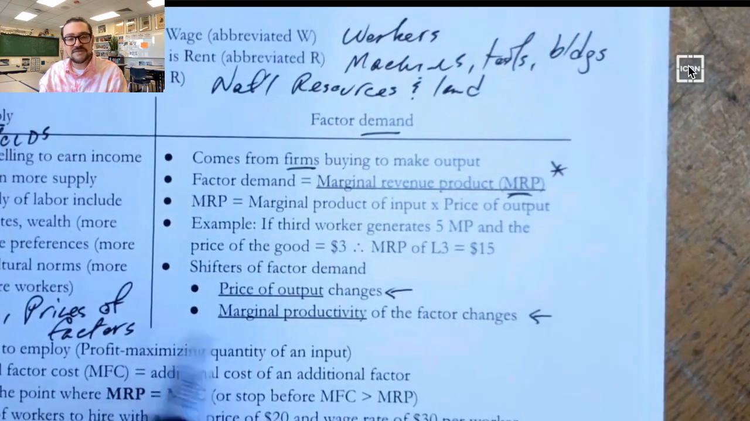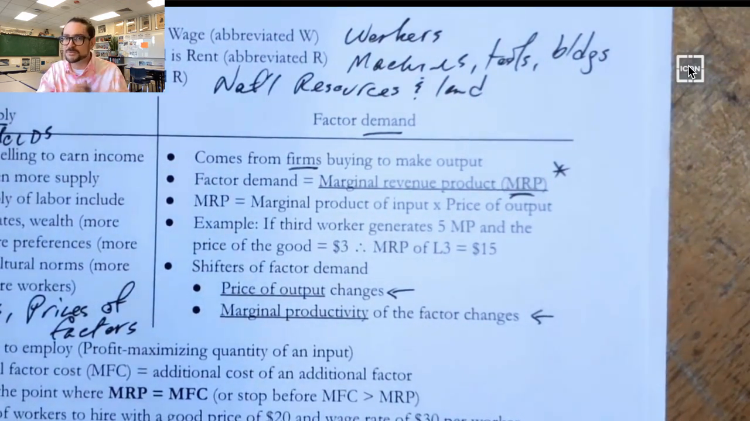The second thing that would affect factor demand is the productivity of the actual factor itself. So the price of the product might stay the same, but if we doubled how many units each worker made, then each worker is literally twice as valuable to the company. So there are two things that could affect factor demand: the productivity of the factor itself, that is to say, how much marginal product do they make, and the actual price of the product that they're producing.